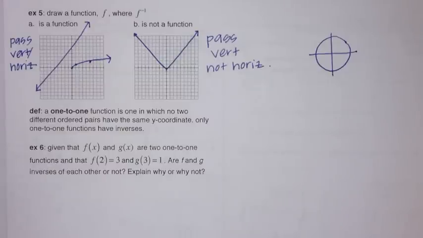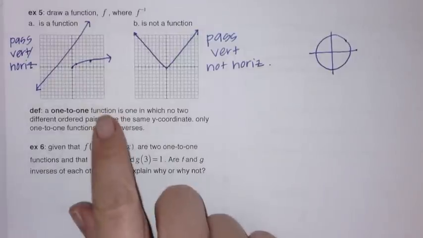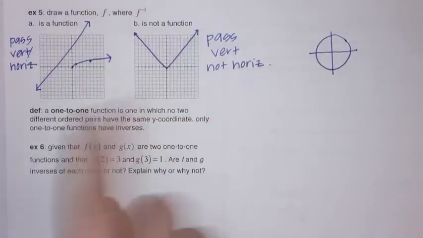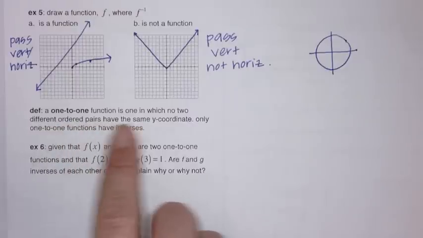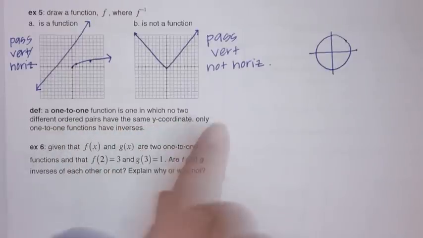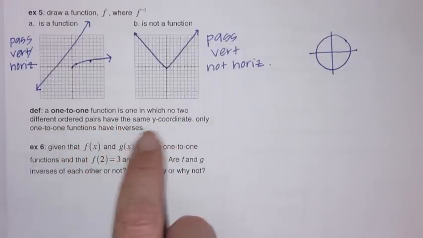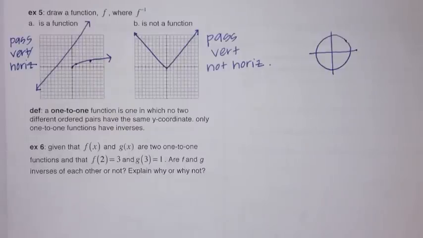that kind of thing. So one thing that we want to talk about with these is if something passes the vertical line test and the horizontal line test, then the function is said to be one-to-one. So if you look at this, it says the function is one-to-one in which no two different ordered pairs have the same y coordinate. Only one-to-one functions have inverses. So that's exactly what we're saying all along.